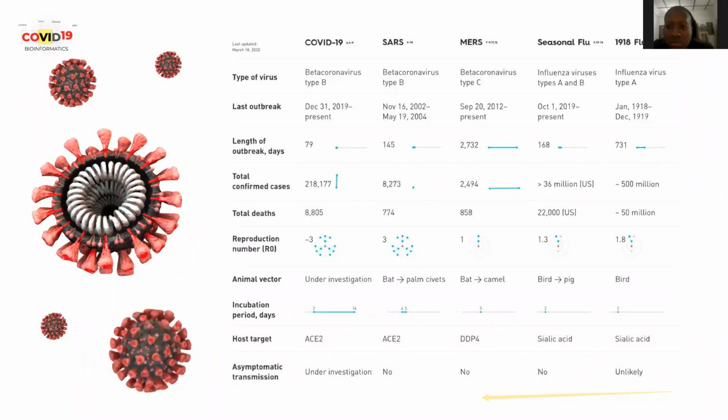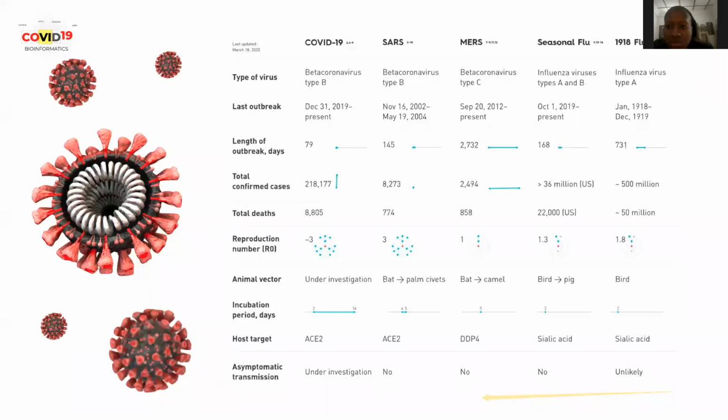So what that means is that typically a virus infects people in a restricted geographic area, and that causes mild symptoms. And so most people don't get tested, right? So we don't really know how widespread the virus is until it starts causing severe symptoms.